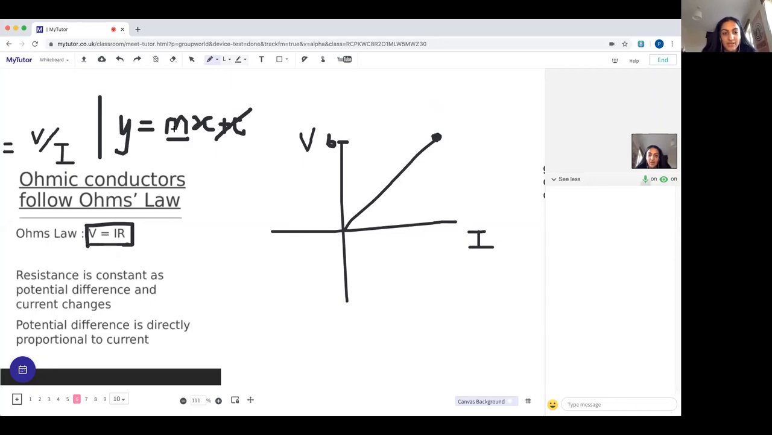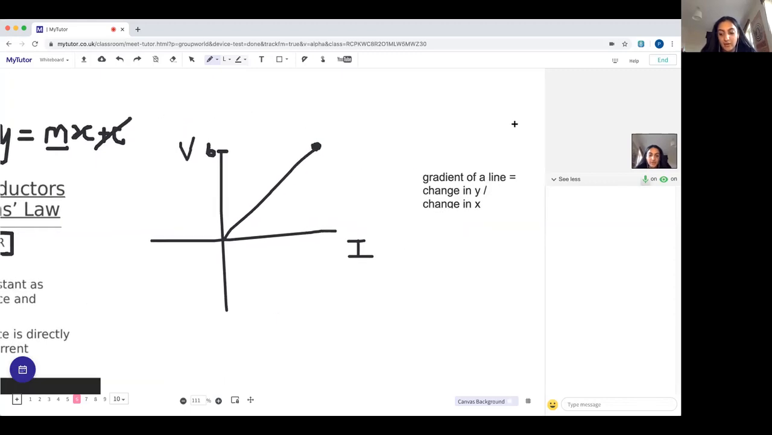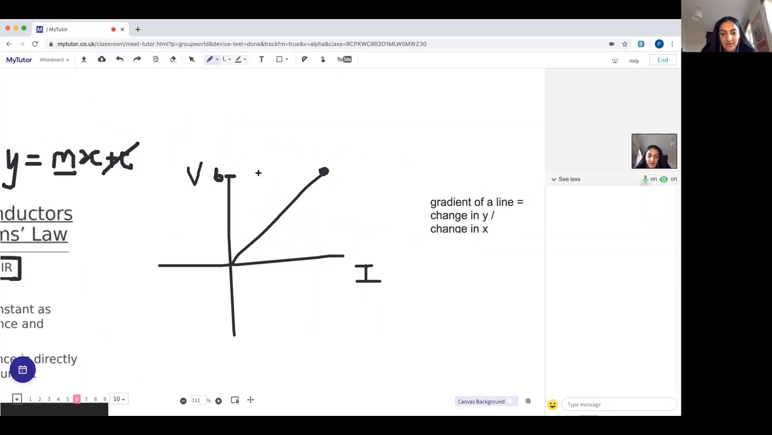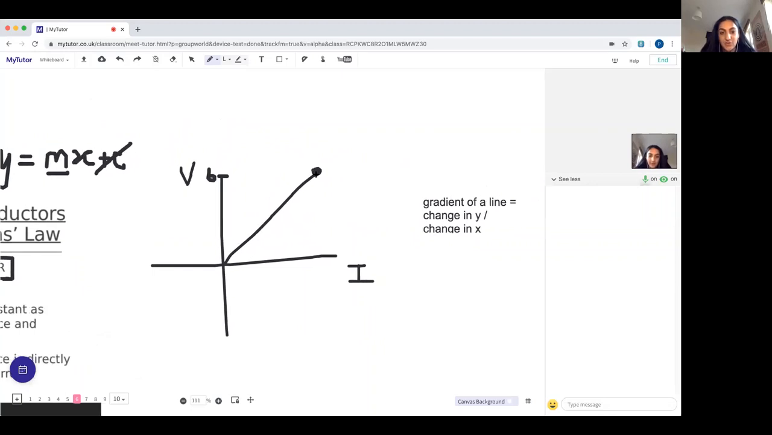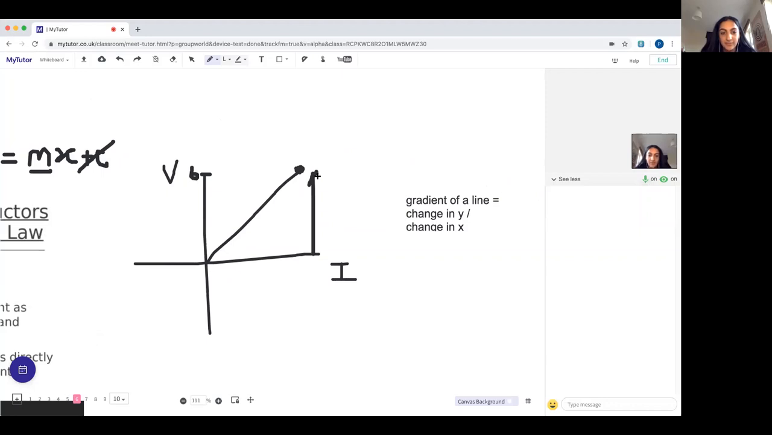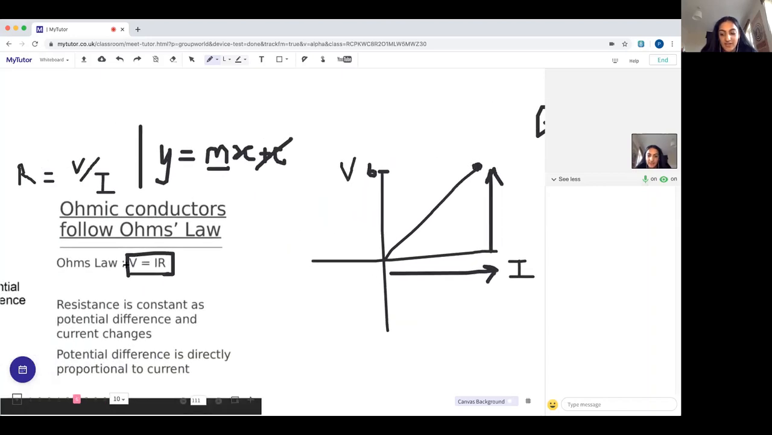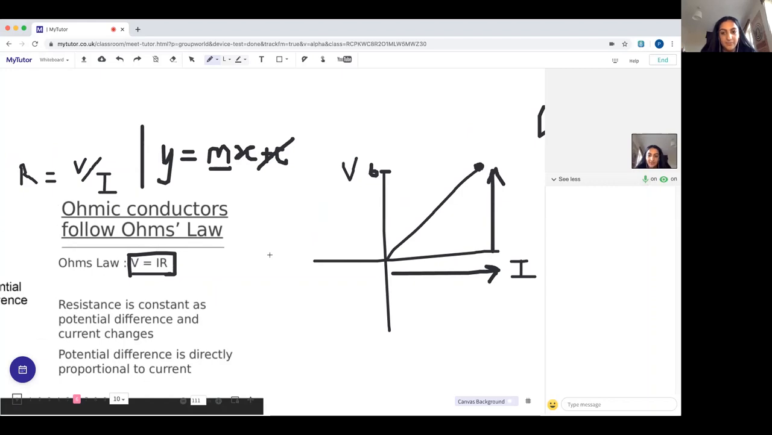Now, we know that the gradient should be resistance. So, to find the gradient from a graph, we have V divided by I, because it's the change in y, or how far up it is, divided by how far along it is. So the gradient, G, equals V divided by I. The gradient of the graph is the change in y divided by the change in x, where the change in y is the voltage and the change in x is the current. So V divided by I is R, resistance.